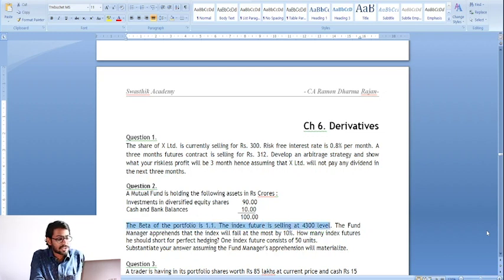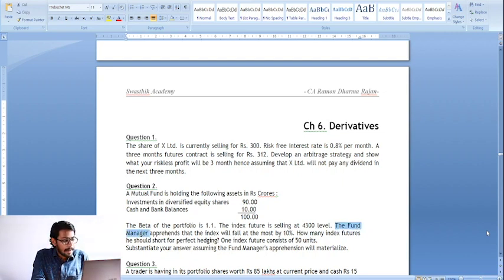The index future is selling at 4,300 level. BSE futures or Nifty futures. A future based on the market is selling at 4,300 level. For every asset, there is a futures. For market also, you have market futures. Just as there is return on market and risk of market, you also have futures for market.